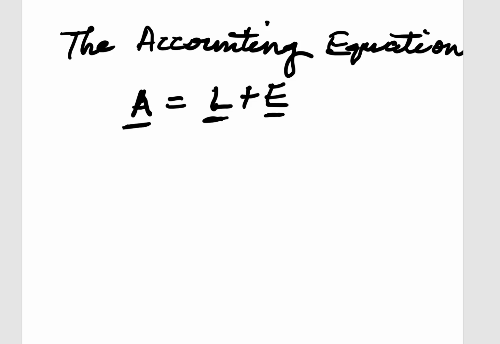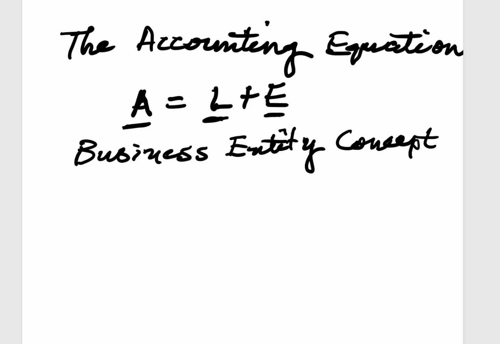We get this accounting equation from the business entity concept. According to the business entity concept, a business is assumed to have an existence or entity which is distinct and different from the existence or entity of other businesses owned by the same owner or owners, or from the existence of the owners. So that means the business is separate from everyone else.